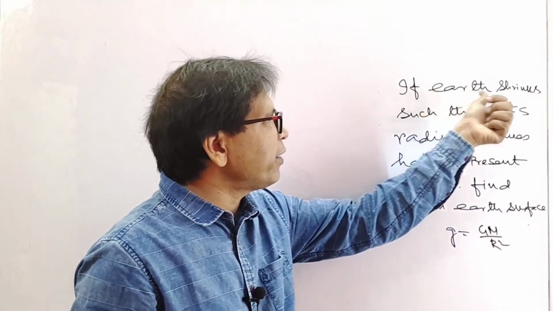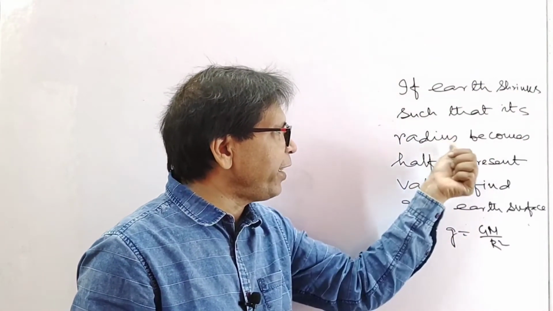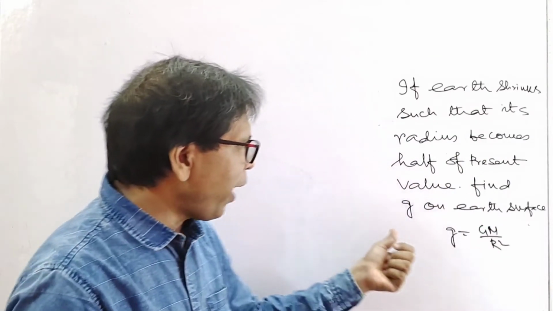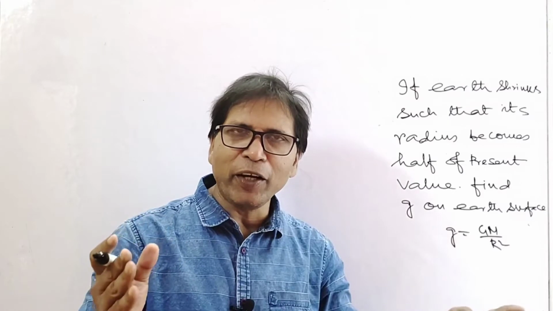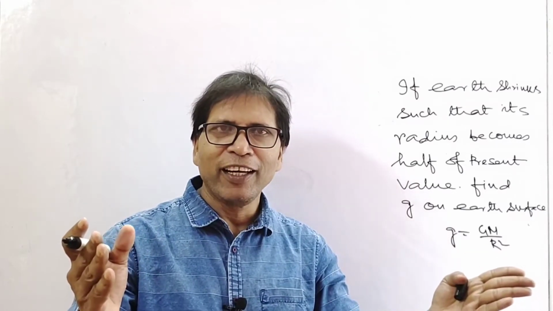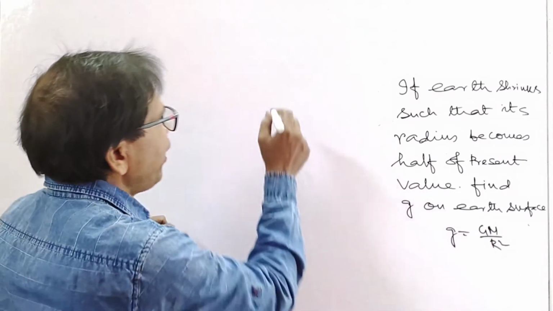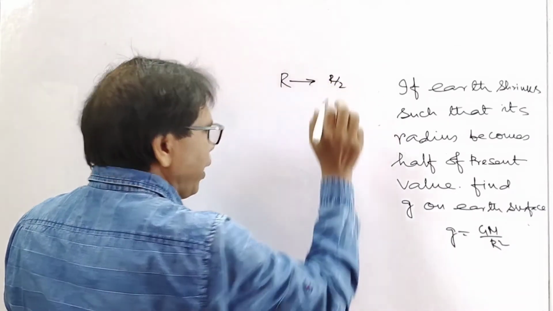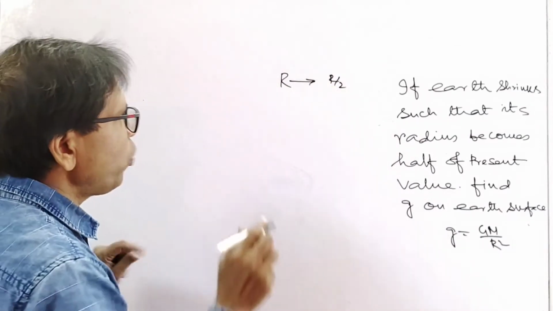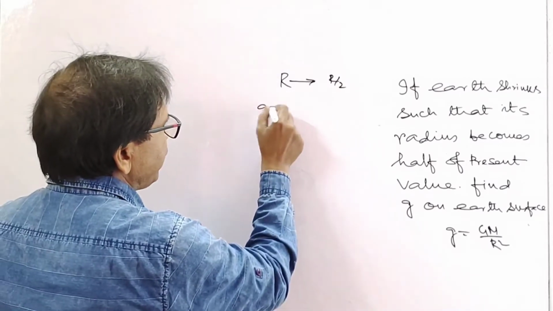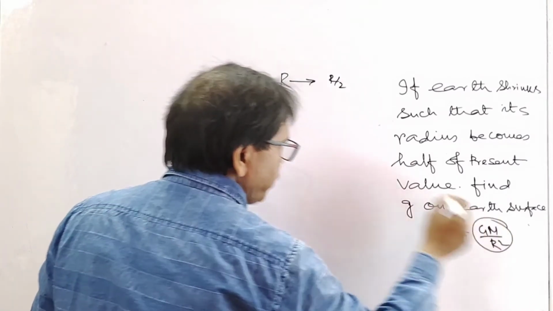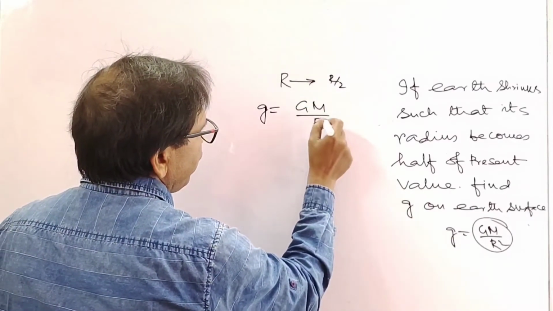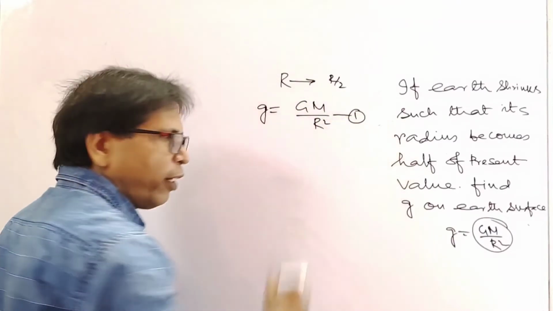If the earth sinks such that its radius becomes half of the present value, find the acceleration due to gravity on the earth's surface. So here R becomes R by 2 and the mass remains the same. Initially the acceleration due to gravity g is G M by R square. This is equation number 1.